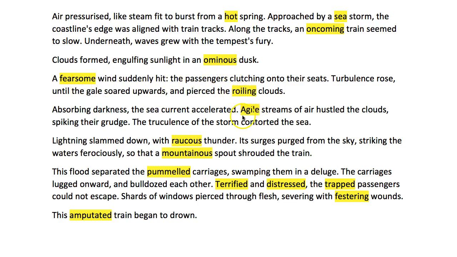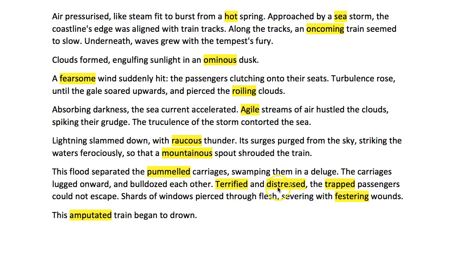Then you've got a contrast, agile, and we've seen how important that is, the agile air, in comparison to the very slow trains which bulldoze and lugged. So very, very skillful use there. Raucous, so we've got the senses brought in there. Mountainous, we've got the sound. Pummeled tells us how powerful this storm is. And then we look at the effect on the passengers: terrified, distressed, trapped.